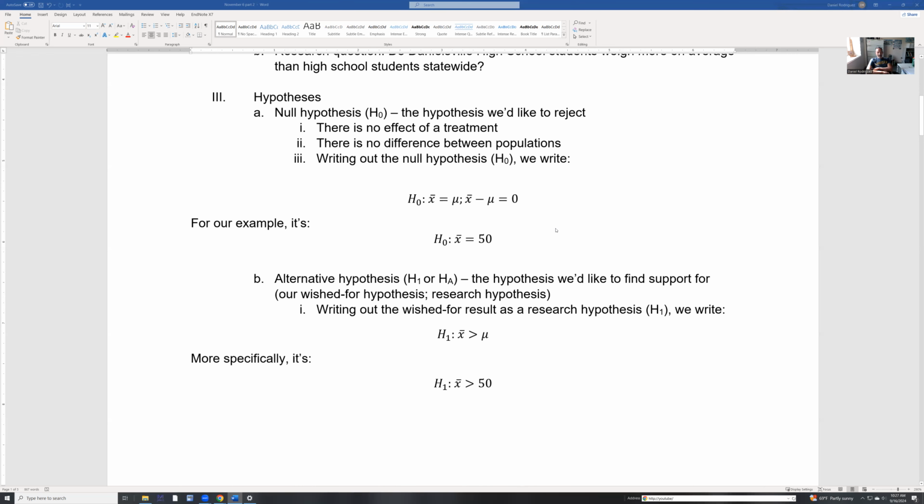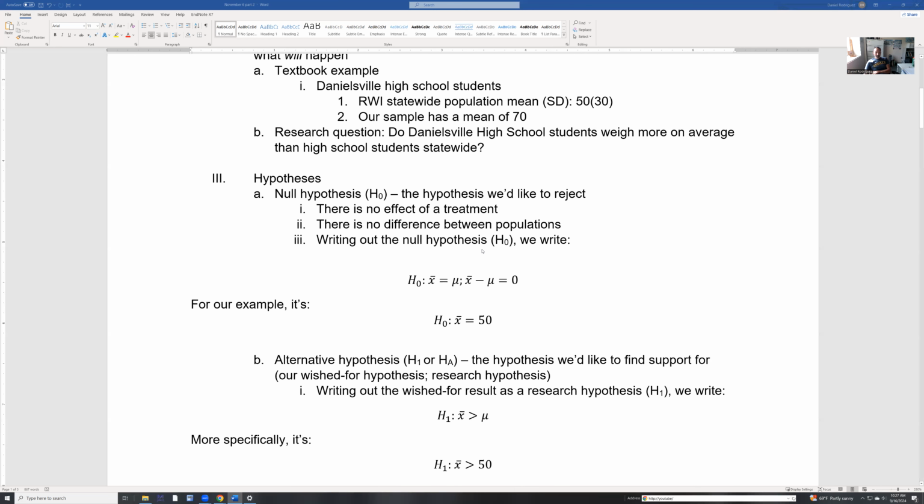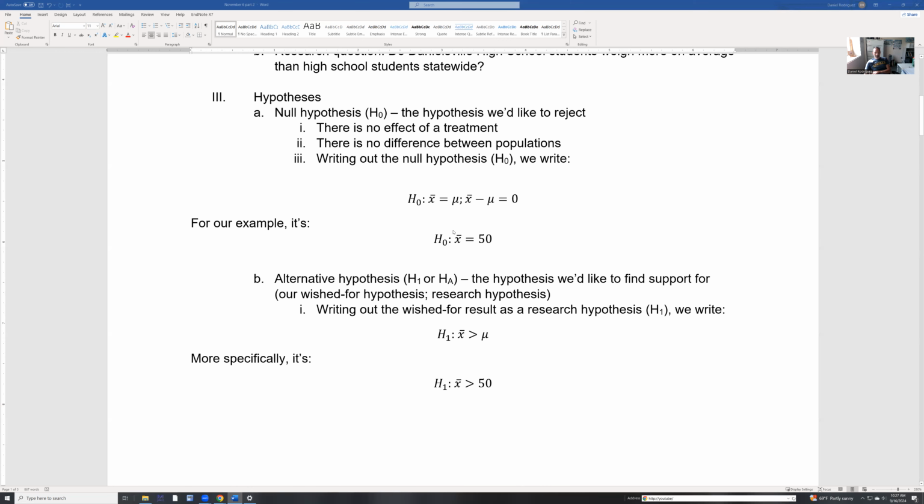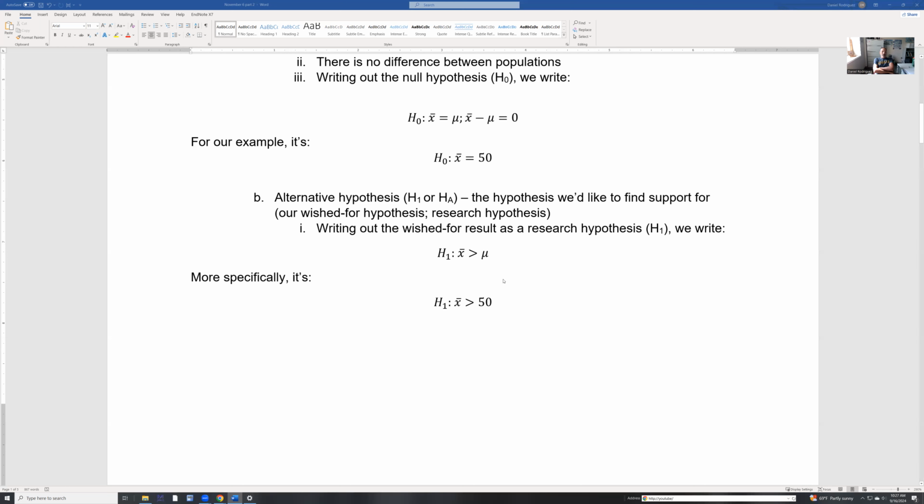My alternative, well, in this case, the population mean was 50, right? So, right, 50 with standard deviation of 30. So that's why my null hypothesis is that my sample mean is equal to 50. My alternative hypothesis, I can either write that as H1 or HA. You'll see it done both ways, depending on where you're at and with whose book you're reading or whose papers you're reading, if they include them. This is our research hypothesis, or our wished for hypothesis.